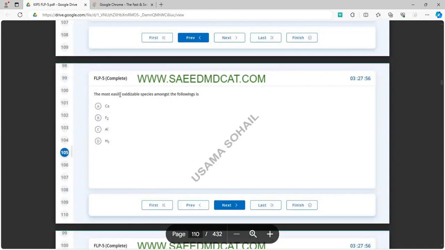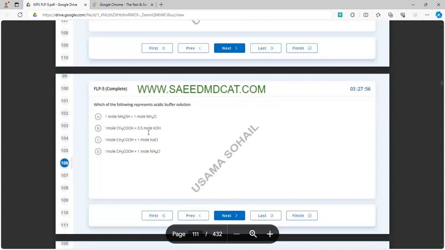The most easily oxidizable species amongst the following is the one which will be easily able to lose the most amount of electrons, and it will be aluminum because it's in group 3.